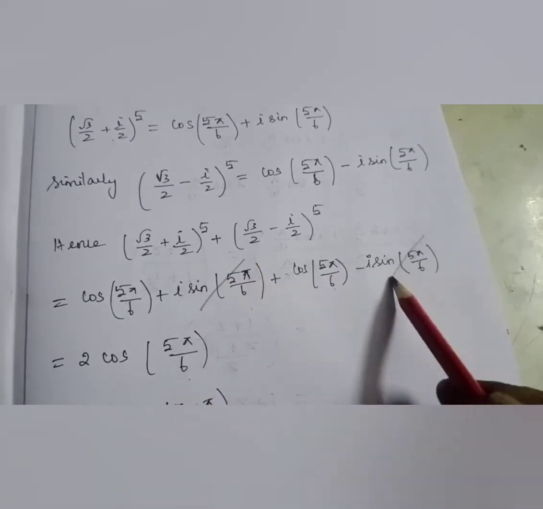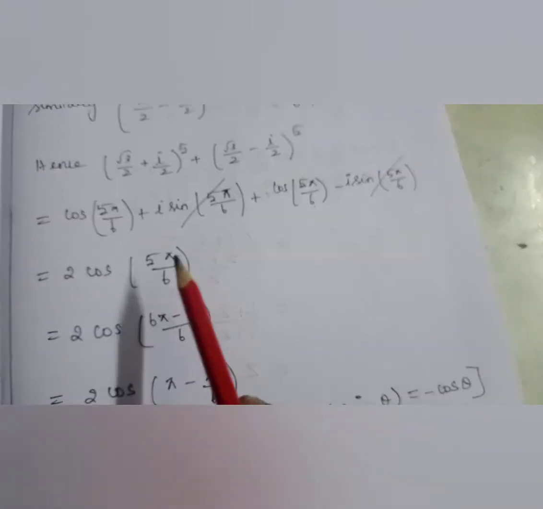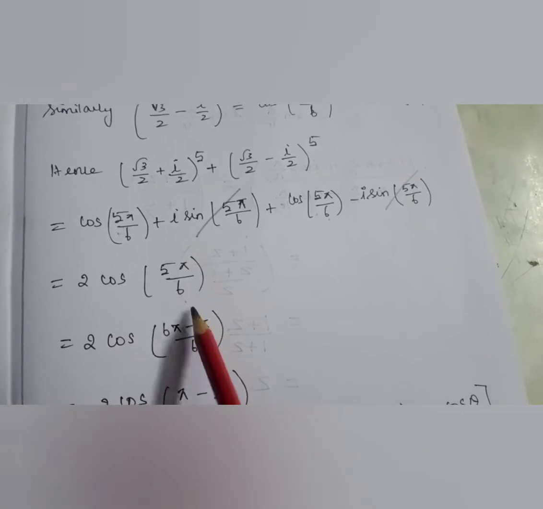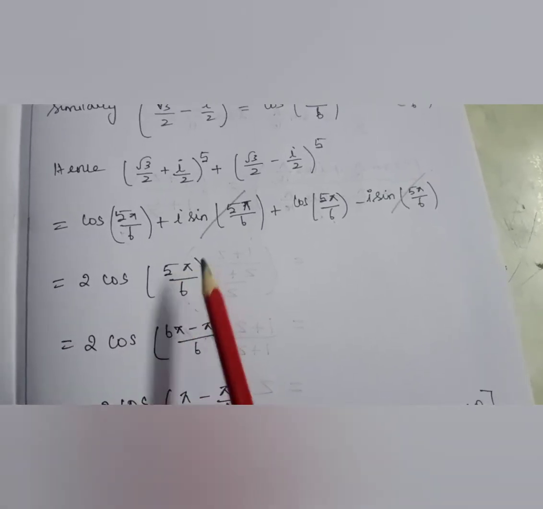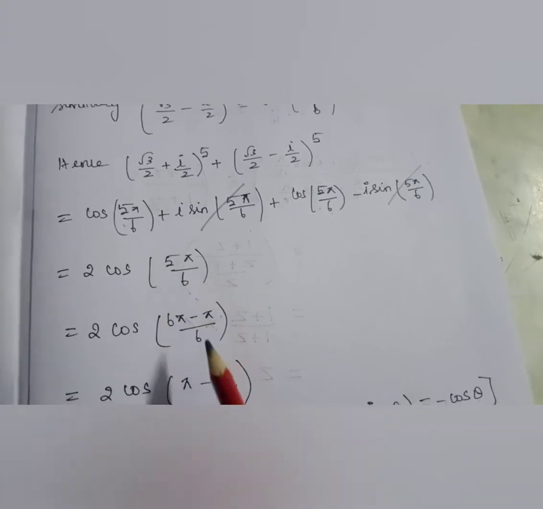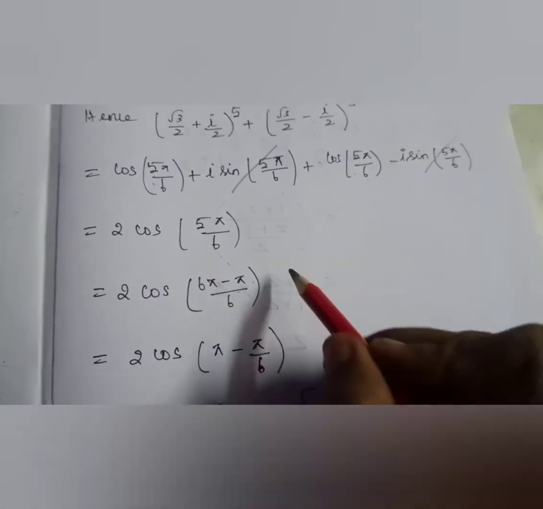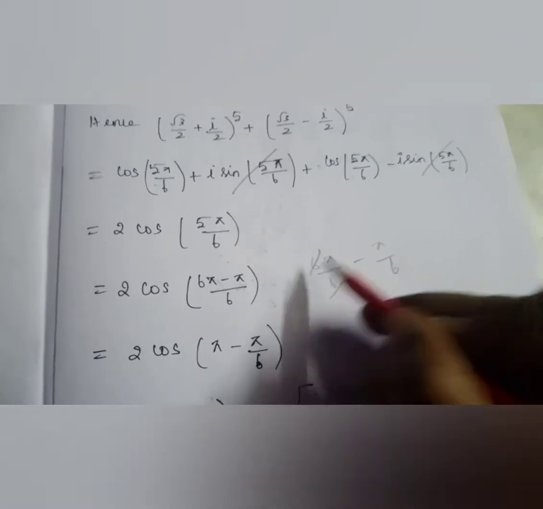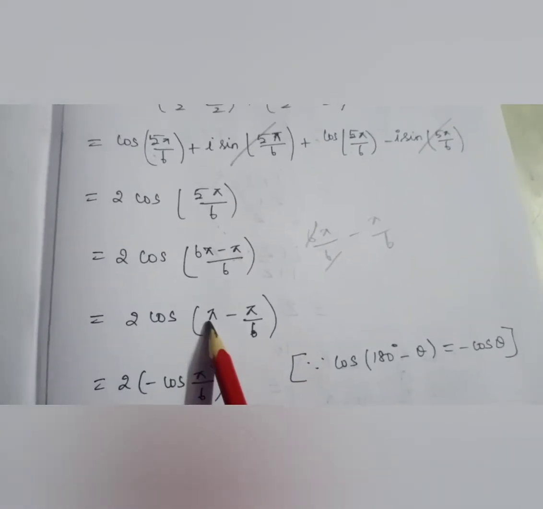So this minus I sin and plus I sin will get cancelled. So we will have cos 5 pi by 6 plus cos 5 pi by 6. That is 2 cos 5 pi by 6. Now shall I write this 5 pi by 6 as 6 pi minus pi? What is 6 pi minus pi? It is 5 pi. Now if I am going to split this, like 6 pi by 6 minus pi by 6, 6 and 6 get cancelled. So I can write it as pi minus pi by 6.